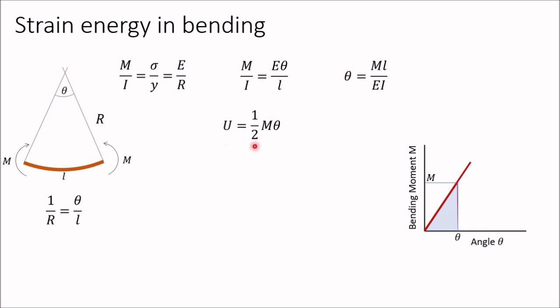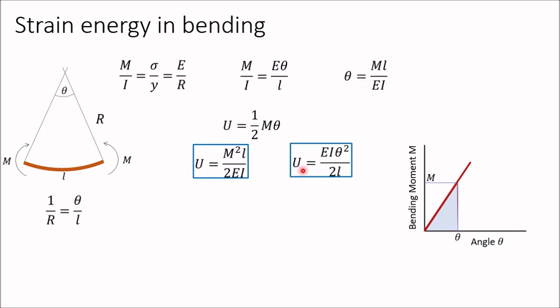Now you can rewrite this equation in different forms. Here M and theta are there, so either you can replace M by theta EI upon L, or you can replace theta by ML upon EI. First replace theta by ML upon EI, and you will get M square L divided by 2 EI. And if you replace M by theta EI by L, then you will get strain energy as EI theta square divided by 2L. These two equations hold good as long as the bending moment is constant throughout the length of the beam.